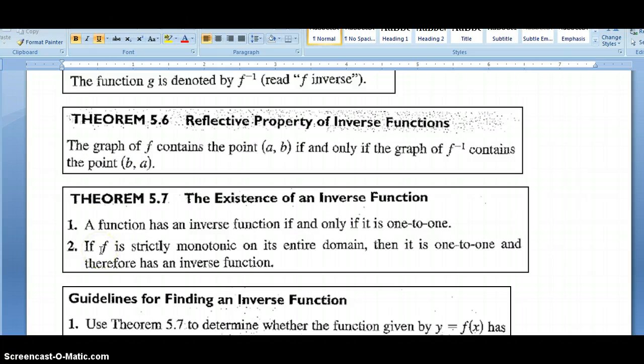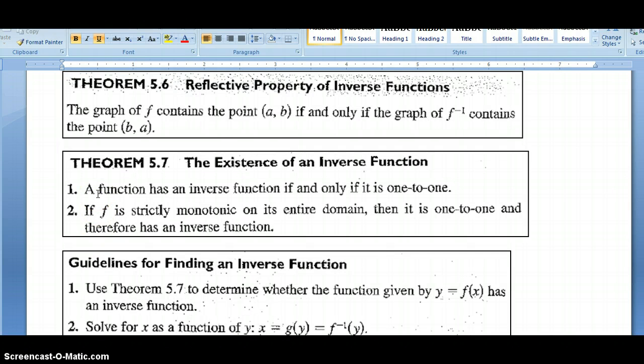I kind of like Theorem 5.6 better. It talks about the reflective property of inverse functions, and it says that the graph of f contains a point (a, b) if and only if the graph of f inverse contains a point (b, a). So again, the x's and the y's switch. And that's kind of the simplest way to think about what inverse functions are.